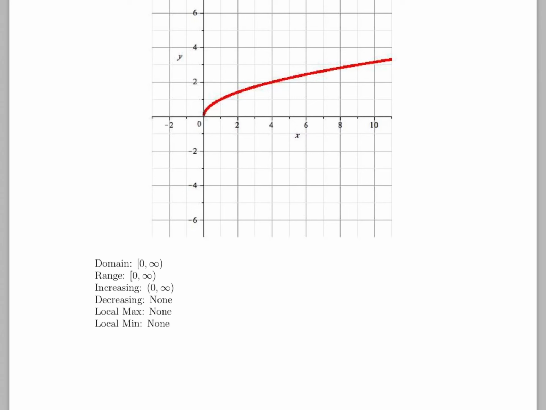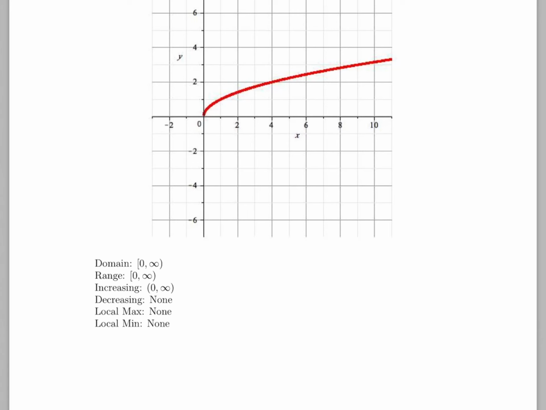including that 0 value. I am increasing everywhere from 0 to infinity, but I don't include that endpoint of 0. Remember, we never include an endpoint. It's an open interval that we always increase or decrease on. So I'm not going to include 0. I'm going from 0 to infinity, not including that endpoint. I'm not decreasing for any x values. There is no x value for which I'm decreasing on this graph.